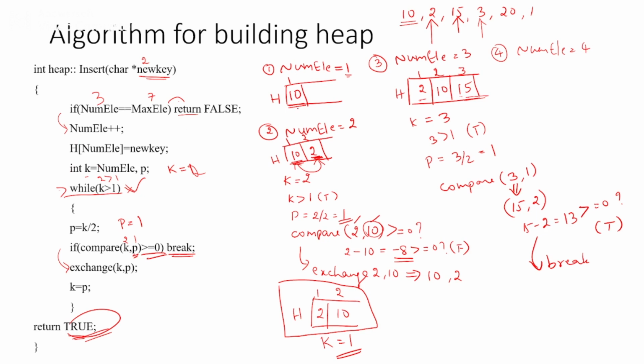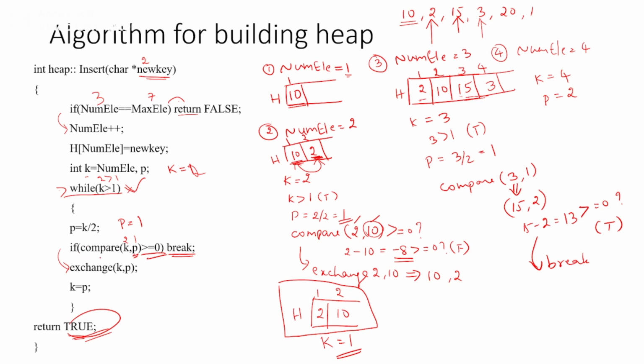Then h of 4 is equal to new key. So h of 4, you are going to put the new key, and the new key is 3. Then k is equal to num element, so your k will be equal to 4. Then while k is greater than 1, yes, true. So p is equal to k by 2, so it is 2 now. Your parent is 2 now.